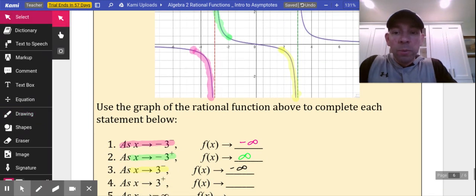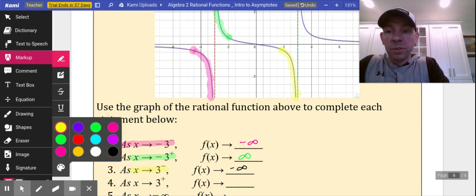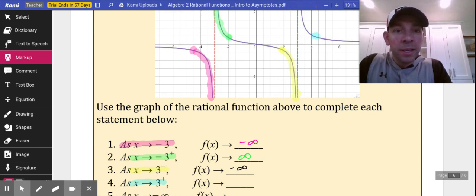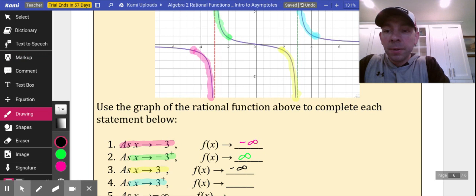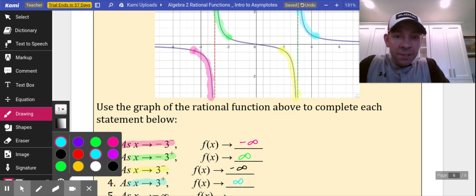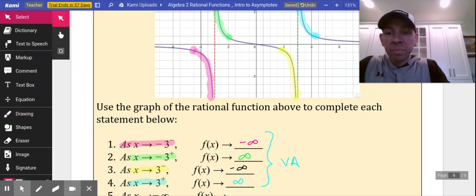All right. What if we approach positive 3 from the right? See if I can switch colors here. So if I said x approaches 3 from the right, I'm going to pick a point to the right of 3. I'm going to ride that graph. And you can see the graph increasing without bound. So we could say f of x approaches infinity. So those were all vertical asymptotes, okay? All four of those were vertical asymptotes. Now we're going to talk about the horizontal asymptote here as we finish things up.